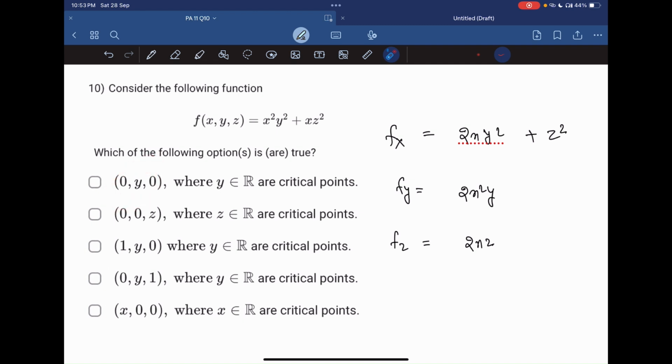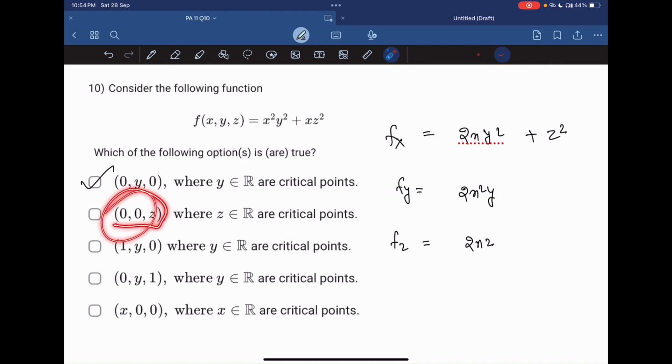Option 1: 0, y, 0, where y can be any real number. If we try checking fx, the x and z values are 0. So if the x value is 0, this term would be 0, and as the z value is also 0, this would be 0. So 0 plus 0 is 0. For fy, because the x value is 0, this term would also be 0. So it is okay. And for fz, as x and z are both 0, this would be 0 anyway. So at all these points, all three partial derivatives are 0. So this can serve as the critical point.